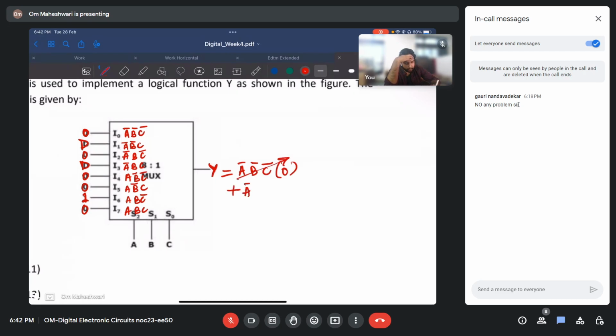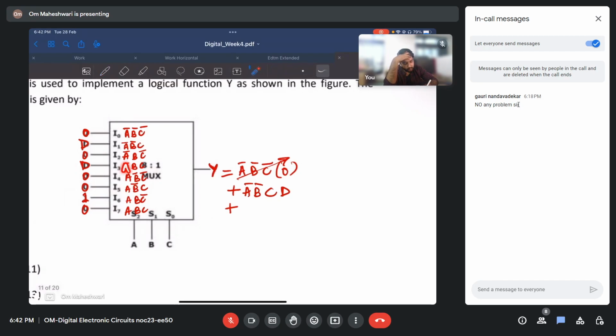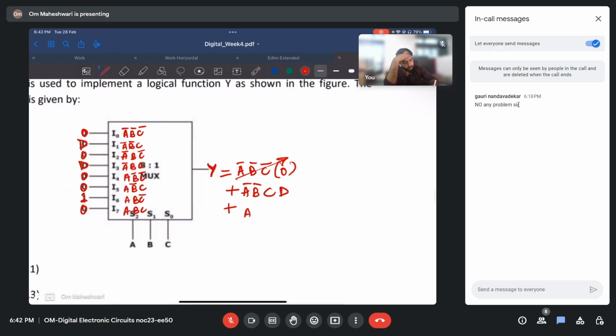Plus A bar B bar C. When it is A bar B bar C, input is D, so we will multiply D here. Plus again, I'll not write the zero terms anymore. This won't give anything, these two won't give anything. So we are only concerned with this. So I'll write here, this is A bar B C, and we will have D as input. Plus A bar B C D.